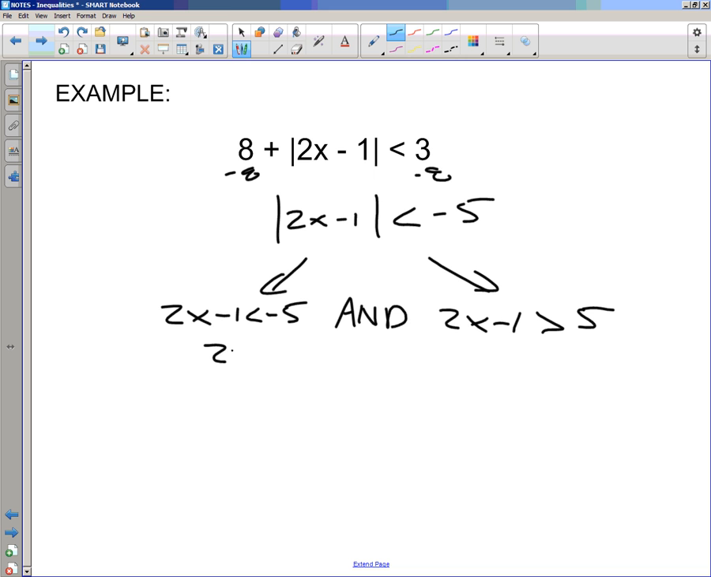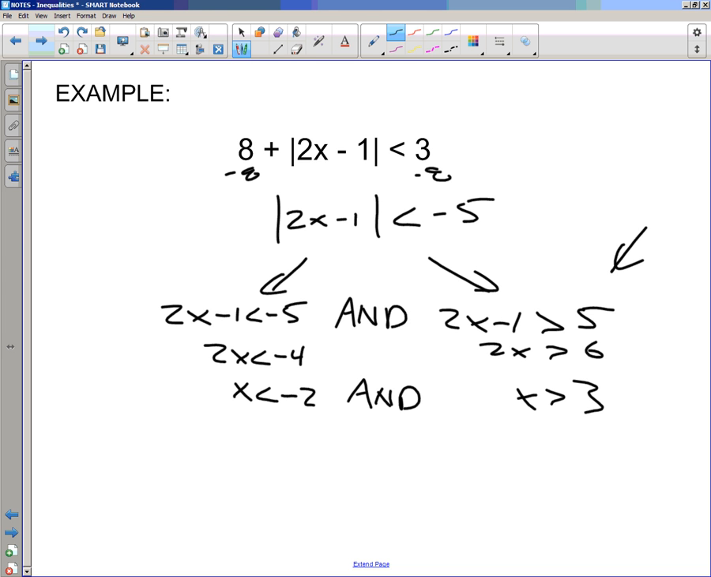Adding 1 to both sides. And dividing by 2. Doing the same thing over here, adding 1 to both sides. Dividing by 2. Over here, it should be positive because remember we do the KFC thing, so we flipped the sign and we changed the -5 to a +5. Other questions? I heard another question.